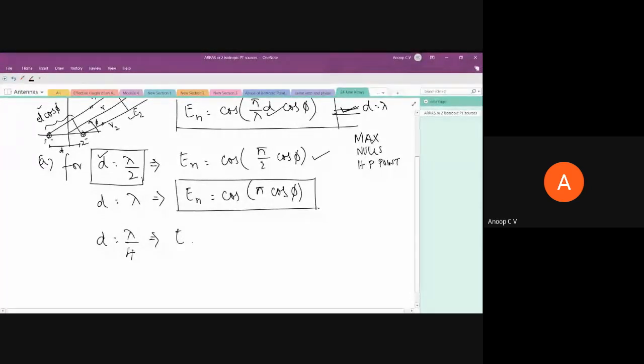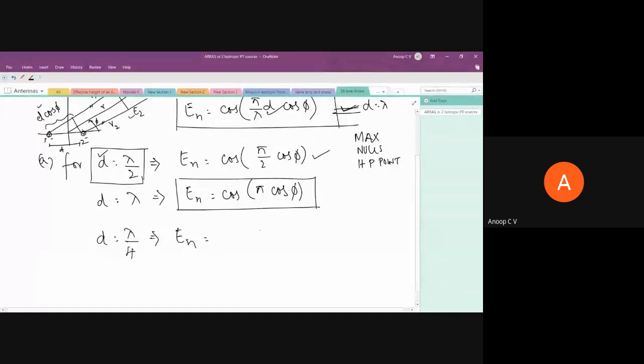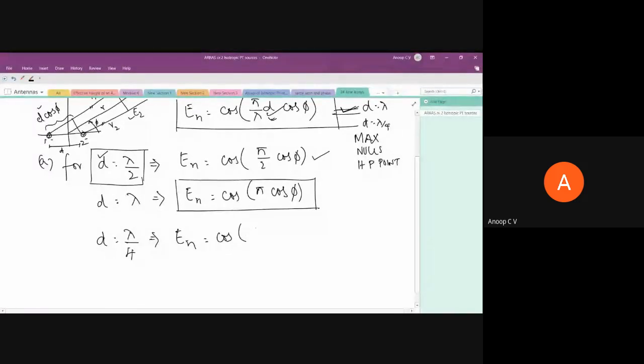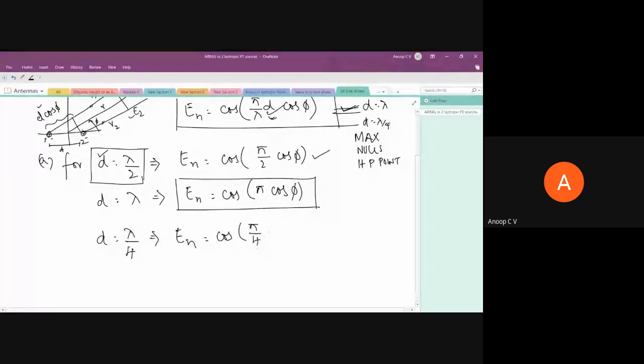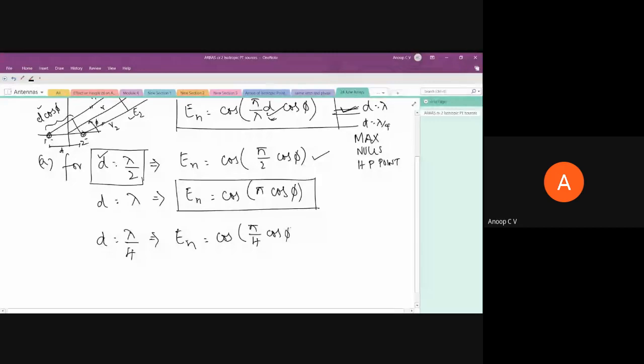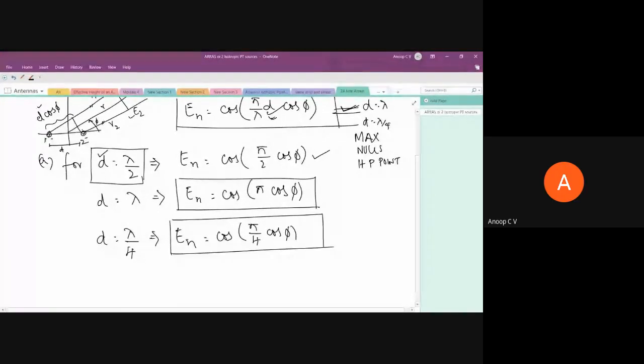Can anyone tell me what En will be if d is equal to lambda by 4? Substitute d is equal to lambda by 4 in this particular expression. What will you get? I'll get cos of pi by 4 times cos phi, right? So depending upon the separation, we will get different normalized patterns.